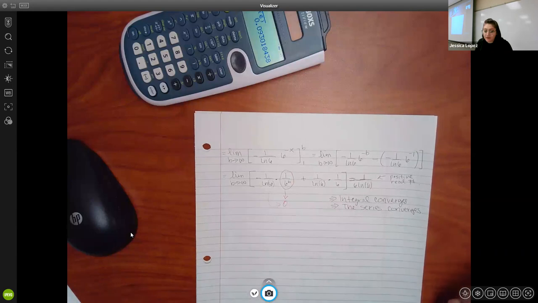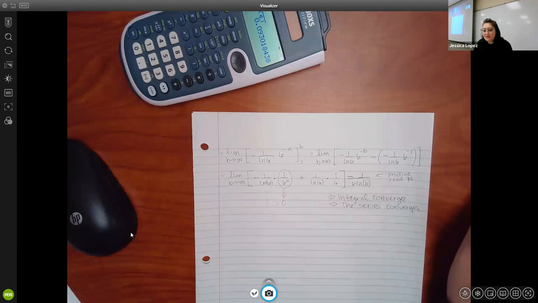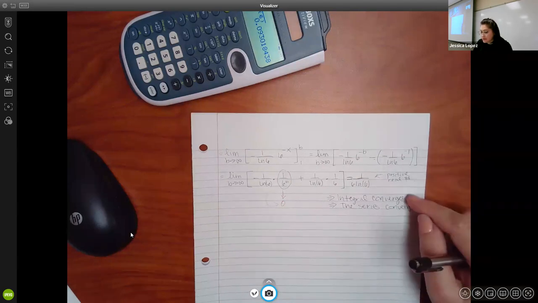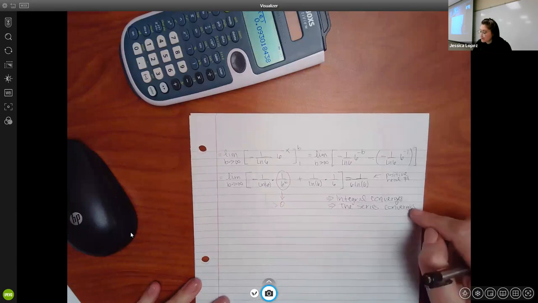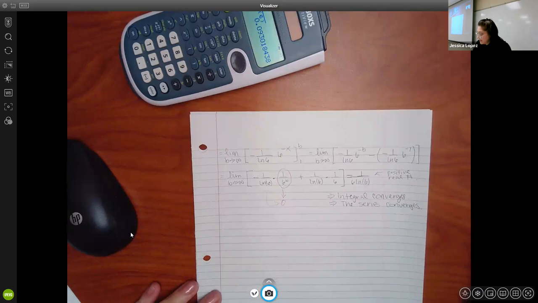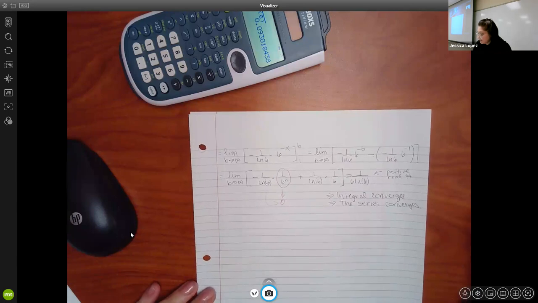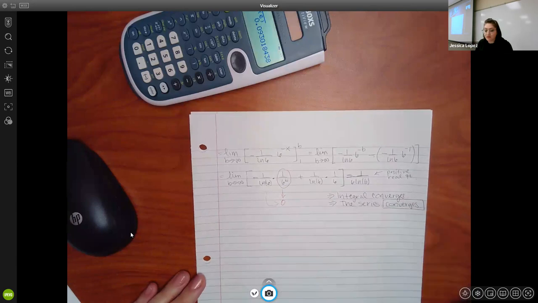So I had somebody on this problem say at the end, positive real number means it converges. That doesn't fly. I need to know what it is that you're talking about. Are you talking about the integral converging, or are you talking about the series converging? And you can't talk about the series converging until you talk about the integral converging. It's a little bit tricky there, but we did eventually get convergence.